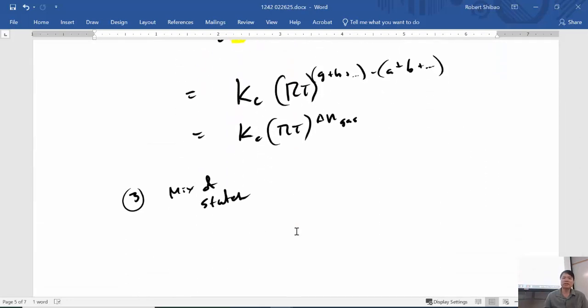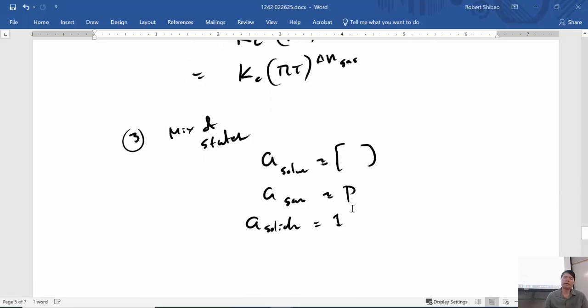If we have a mix of states, then we just remember this. The activity of solutions is about equal to the concentration. The activity of a gas is about equal to the partial pressure of the gas. And the activity of solids is just 1. And the activity of liquids, pure liquids, is just 1. Now, activities have no units. They're dimensionless.